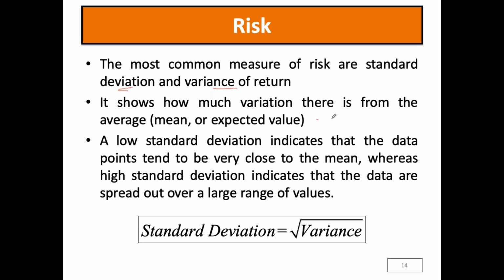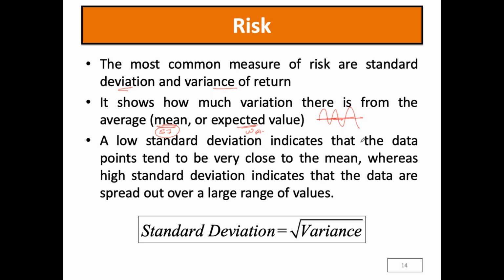So if I'm talking about an average, by definition there can be two types of average. One is the mean, which we saw, the simple average using past data, or the expected value. It can be a weighted average when I'm using future data. So if there is an average, then how much it moves above and below the average, that's what I try to capture. So it shows how much variation there is from the average.